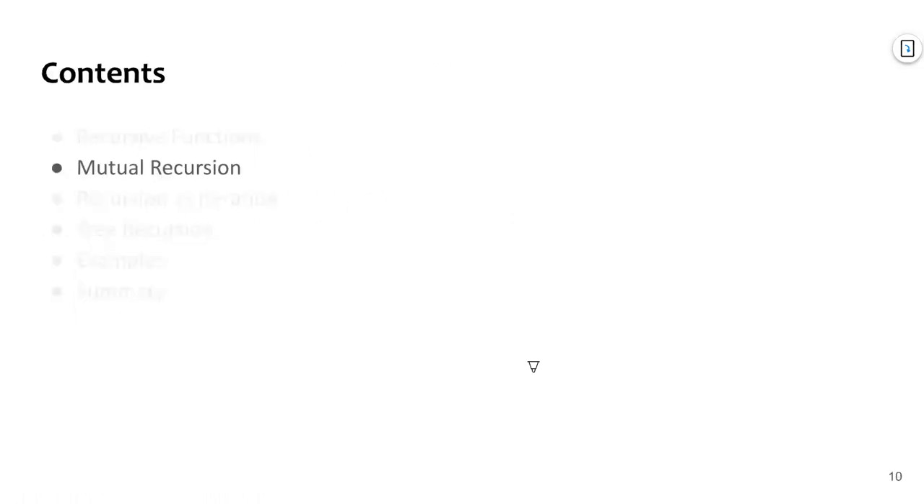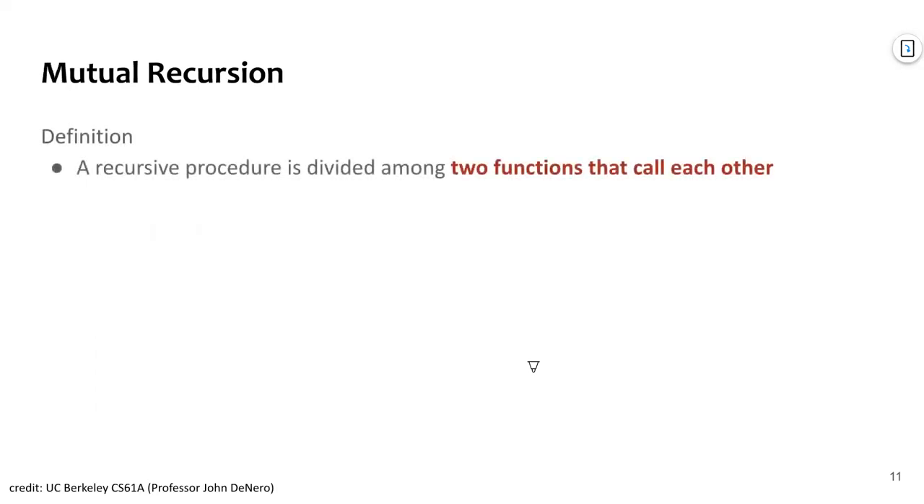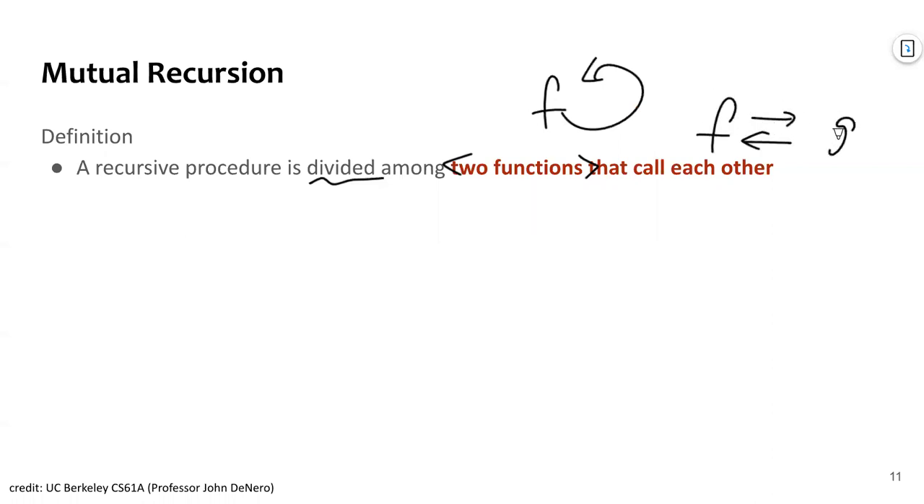Let's move on. So that was about just normal recursive functions. And from now on, I'm going to talk about mutual recursion. So what is mutual recursion? The definition of mutual recursion is a recursive procedure or function that is divided among two functions that call each other. So in our previous definition of recursive function, a function called itself. However, in the case of mutual recursion, these two functions will call each other like this.